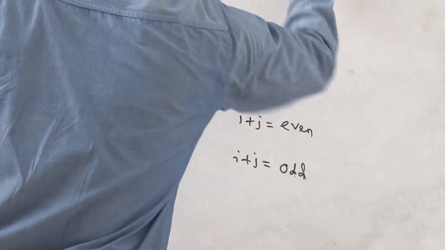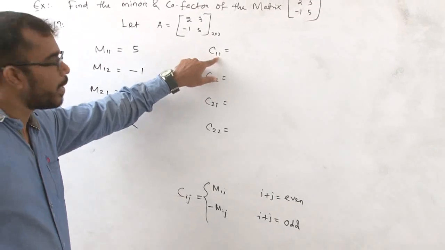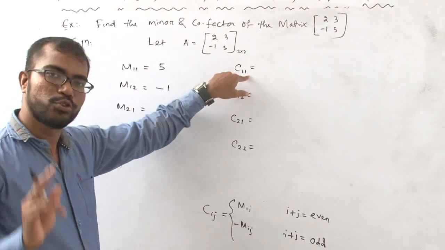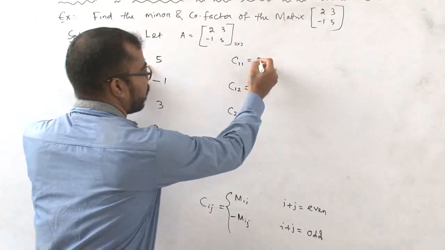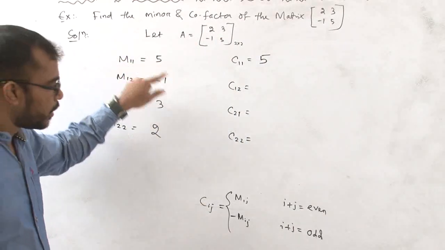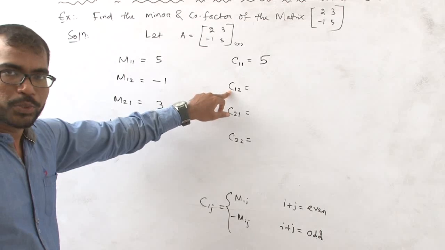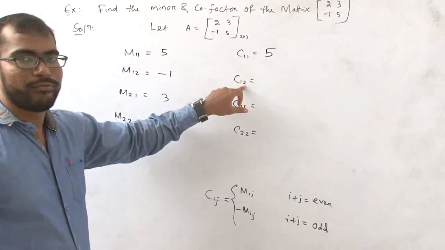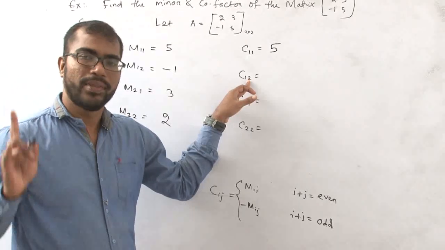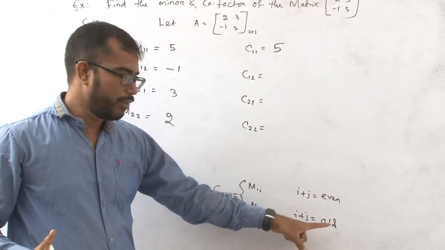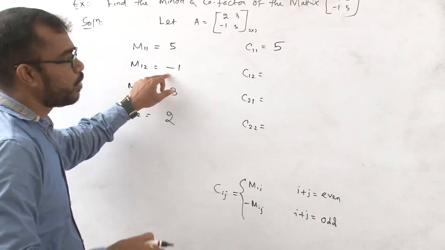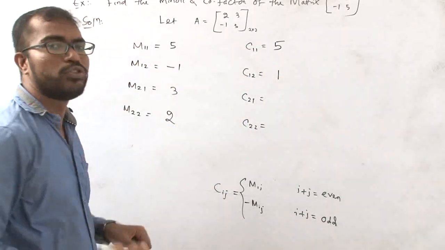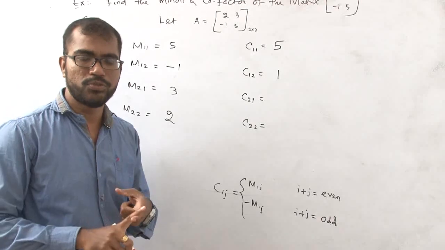Now use this method. Add the values: here i and j are 1 and 1. If we add 1 and 1, that is 2, and 2 is an even number. If even, we take the same value of the minor. So we write directly 5. Similarly, how to find C12? If we add 1 and 2, we get 3, and 3 is an odd number. If it is odd, then we change the sign of the minor. Here the minor is minus 1, so we change the sign of the value.